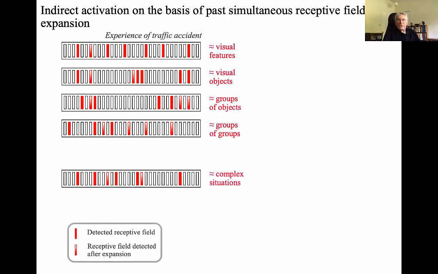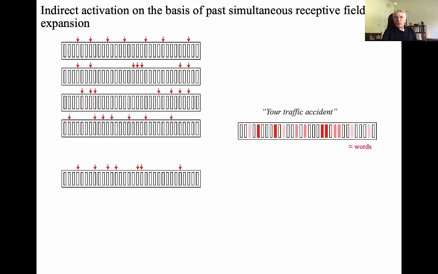Now, if there's a degree of novelty to an experience, even for a single period of simultaneous activity, there may be behavioral value in a much later indirect activation. So suppose a brain experiences a traffic accident. The novelty means that there'll be significant receptive field expansion in many different areas, the visual, complex circumstances, and so on. I'll mark the active fields with arrows, and I'm marking both those that expanded and those that were just detected without expansion. Now, suppose that later the words, "your traffic accident," are heard.